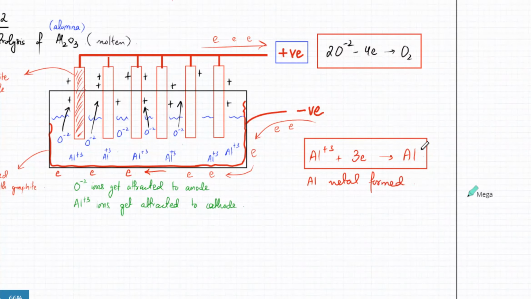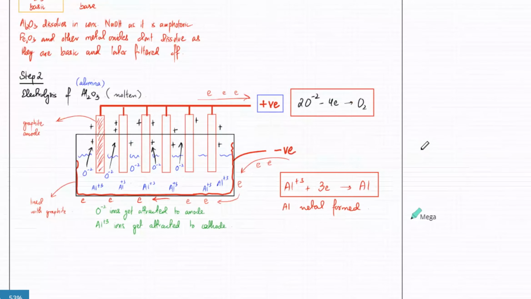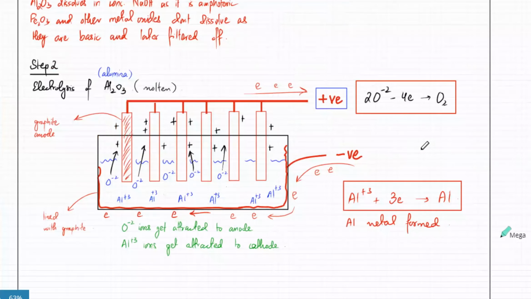So aluminium metal is going to be formed in the container, and there will be secondary reactions taking place at the anode. One is that the anode is made out of carbon, so another reaction that happens is that the carbon anode starts to burn.